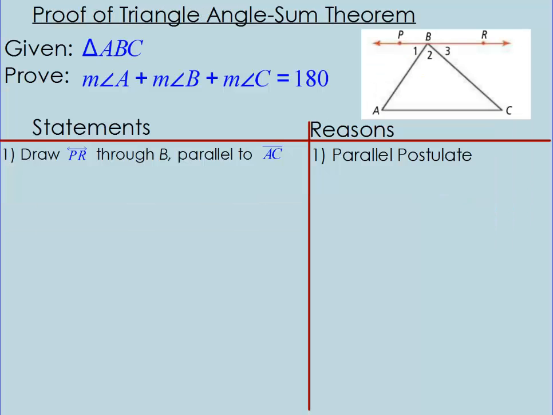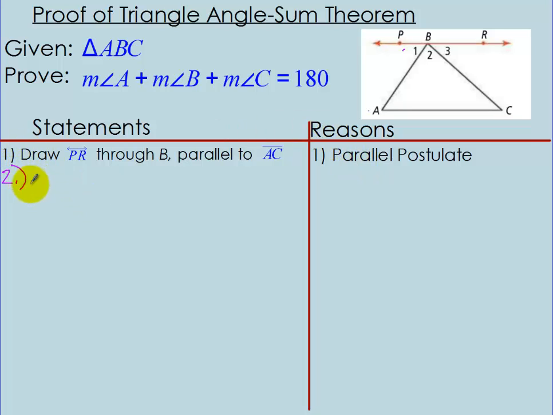So here's the proof of the triangle angle sum theorem. Given a triangle ABC, prove that the measure of angle A plus measure of B plus measure of C equals 180. I'm going to make my two-row proof, statements and reasons. First, I'm going to draw the line PR through B that is parallel to segment AC. You pick some side of the triangle, and through the opposite vertex you draw a line parallel to it. It's already drawn up here, line PR, parallel to AC. The reason I can do that is the parallel postulate.